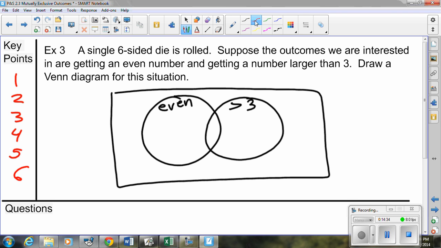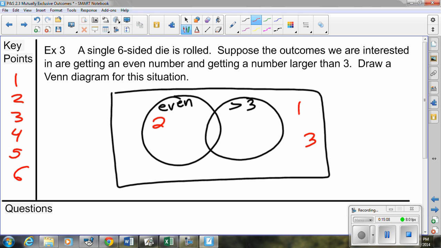Where is a 1 going to go? Is 1 even? Is 1 bigger than 3? No, so it has to go outside both circles. What about 2? 2 is even. Is it also bigger than 3? So it has to be inside the even circle, but not inside the 3 circle. What about a 3? Is it even? Is it bigger than 3? So it's got to be outside.